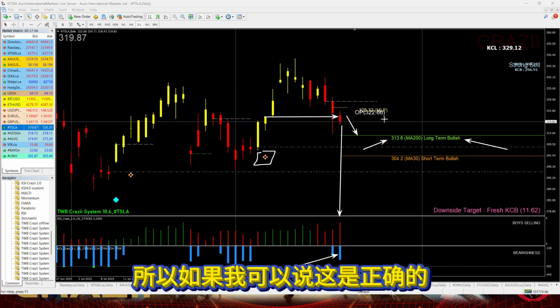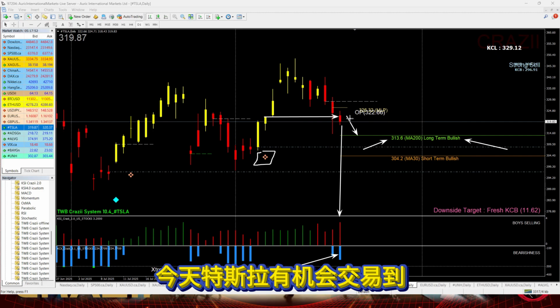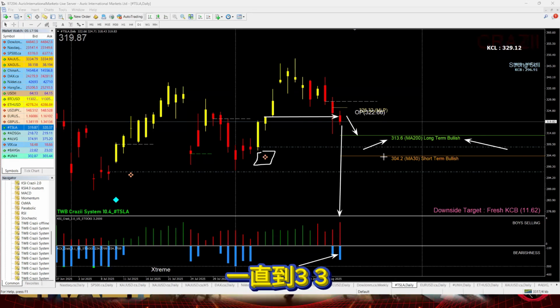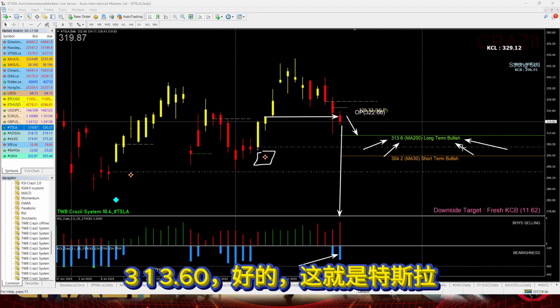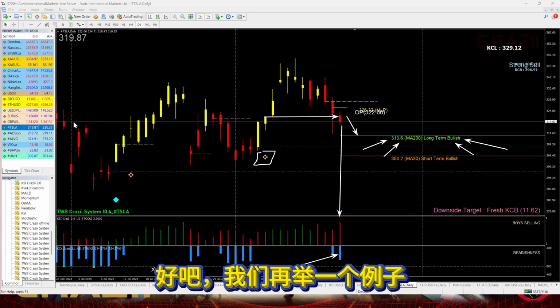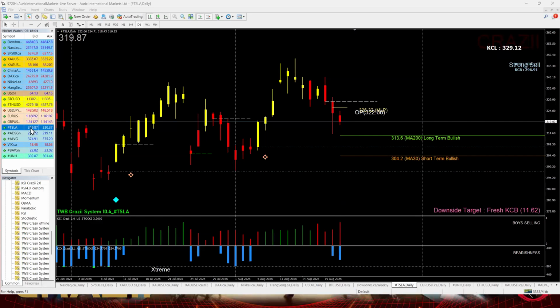So if I may say, there's a chance for Tesla to trade all the way down to 313.60 later today. Okay, so that is Tesla. All right, we'll do one more example.